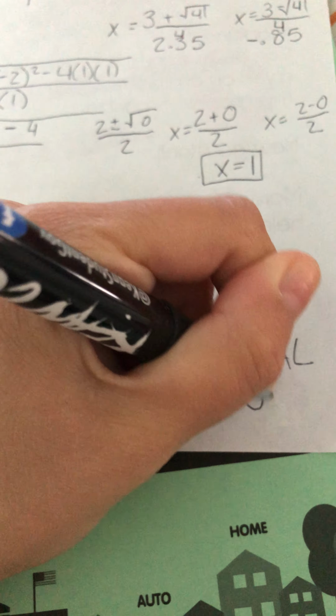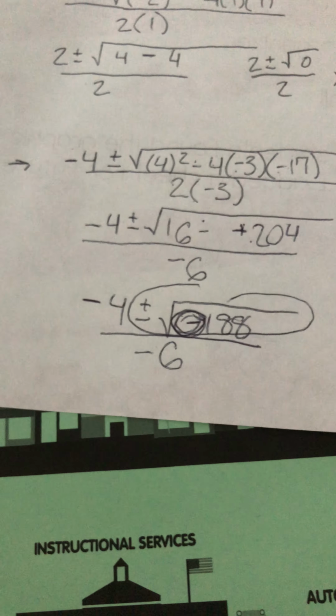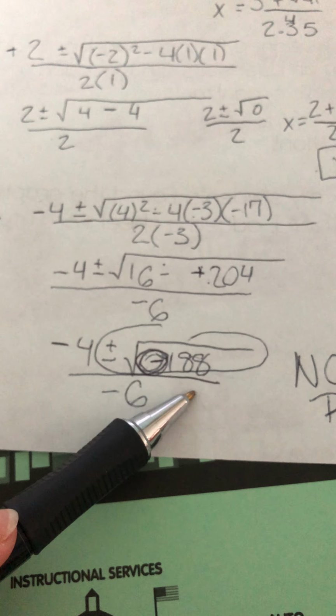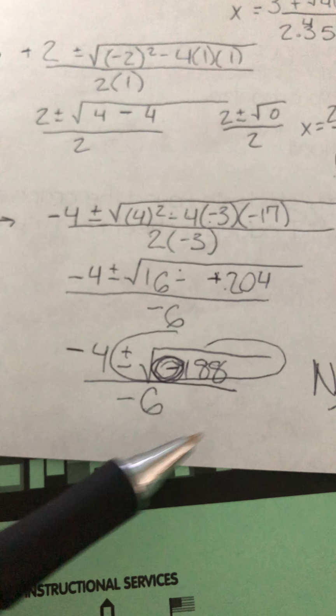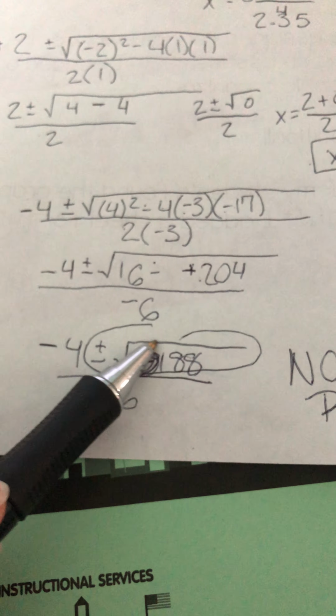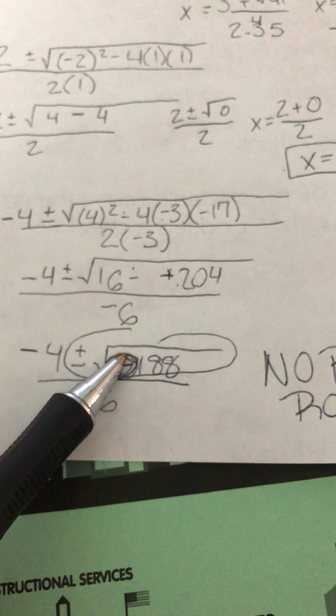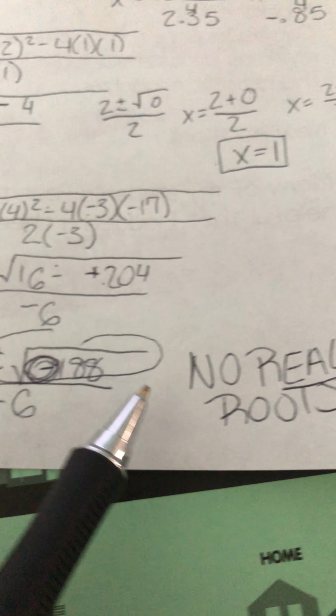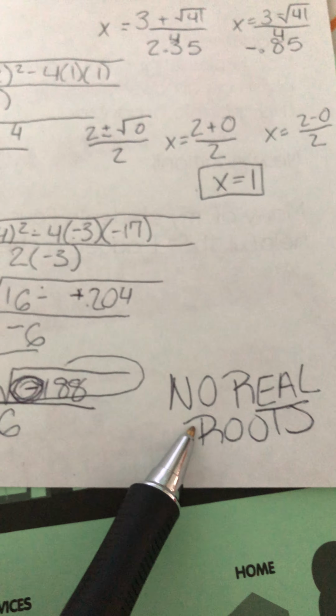There are no two numbers that are exactly the same that'll give you a negative number. A positive times a positive is a positive. A negative times a negative is a positive. No two numbers that are the same when multiplied together will give you a negative number. Therefore, you can't take the square root of a negative number, and there are no real roots in this situation.